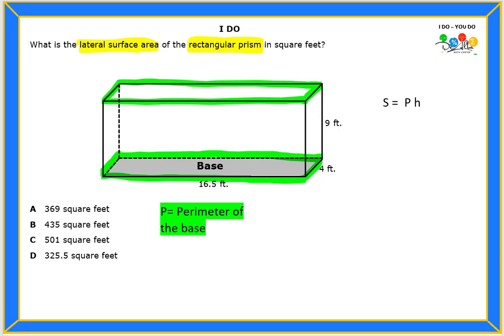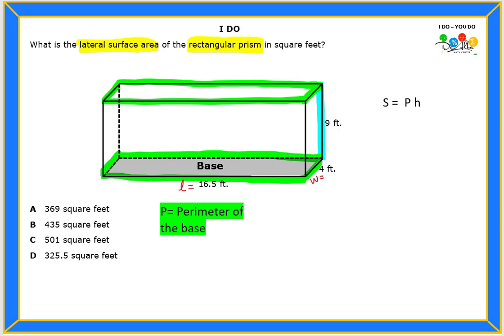So now let's look at the numbers that are given to you. So 16.5, it's the length, and the 4 feet is gonna be my width, okay? Therefore, the 9, notice how the 9 is not highlighted, right? Because the 9 is not part of the bases. 9 is actually the height of your prism. So this is gonna be my height right there, okay? And it is 9 feet.